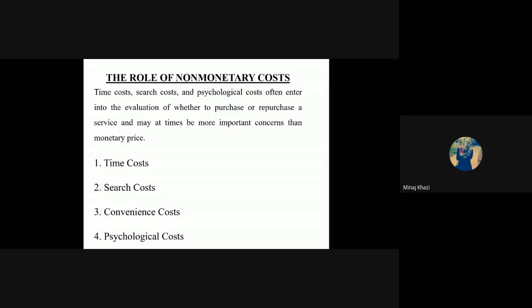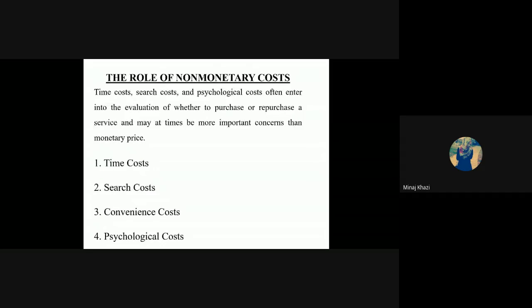Second is search costs. So what is search cost? You need to first find out where this particular service is being provided to you, whether it is near, where it is far. So you are searching for that particular service. You are having some costs there. So even time is involved there. You are searching, as well as basically trying to find, you're trying to talk to people to know about it, you are googling it, you are basically calling your friend to know about it.